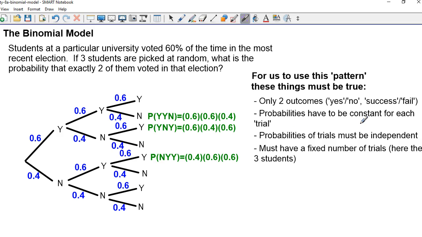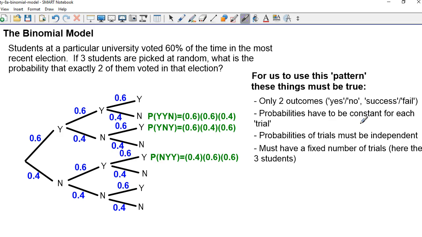Okay, so for us to use this pattern, there's a whole class of problems that we can solve using the same exact tactic. But these things on this list have to be true. You have to have only two outcomes, something that can be called yes or no, or success or failure. In this case, the yes is that the student voted, and the no is that they didn't vote.